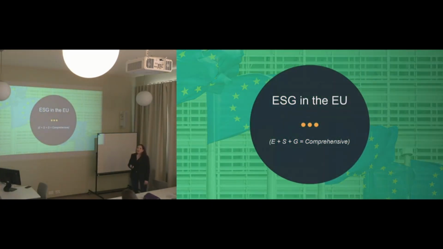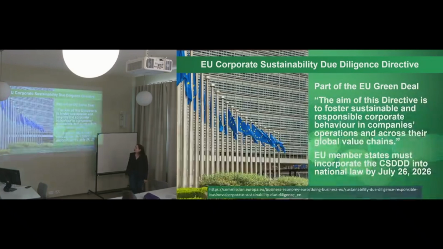So the nice thing about the EU, and where I want to spend most of our focus today, is that the ESG law in the EU is going to be comprehensive. It falls under the Corporate Sustainability Due Diligence Directive, and all of these rules are going to be part of the Green Deal. The aim of the directive is to foster sustainable and responsible corporate behavior in companies' operations across their global value chains. EU member states have to incorporate this into their own laws, and they have a deadline about a year from now, next July, to get that incorporated into their own laws.